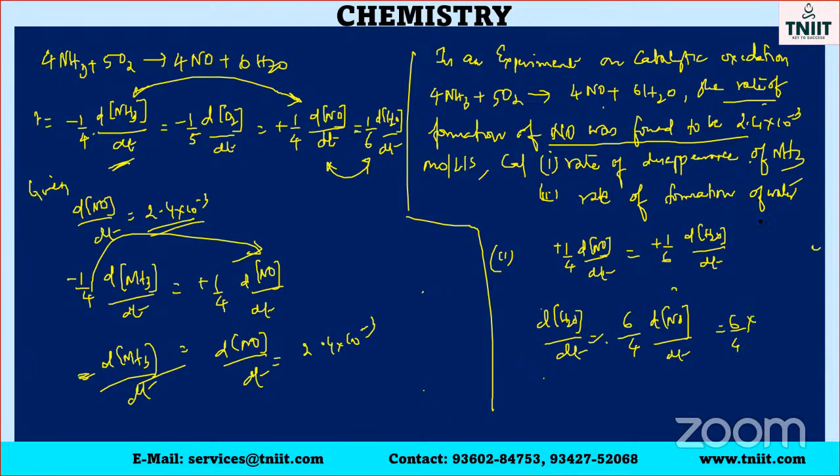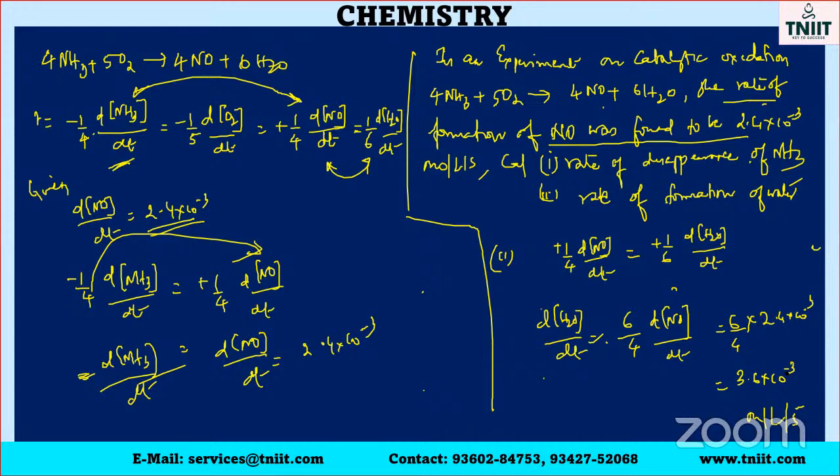That is 6 by 4 into the concentration of NO given, 2.4 into 10 to the power minus 3. On simplification, the answer we will get is 3.6 into 10 to the power minus 3 mole per liter per second. This is the relationship.